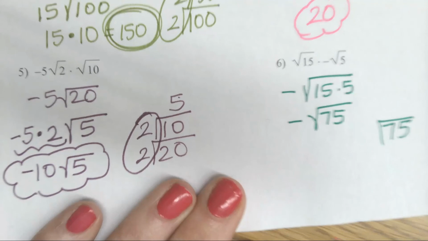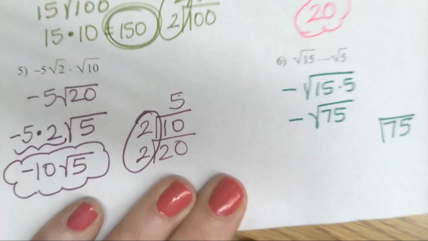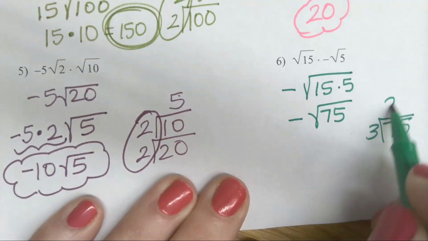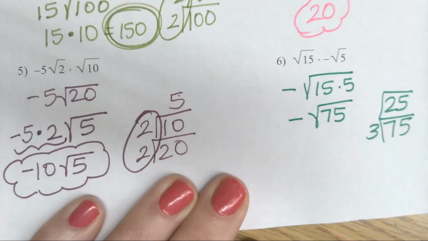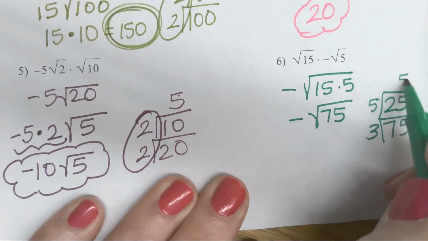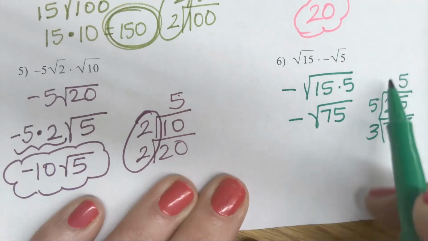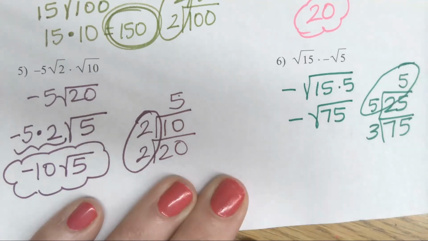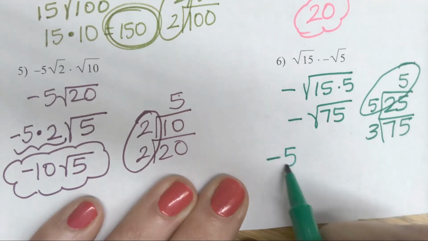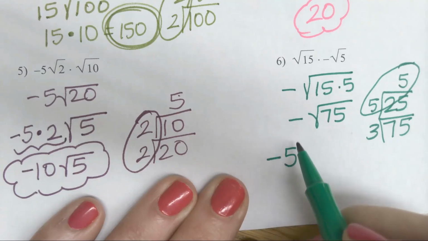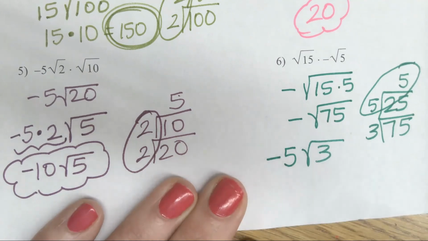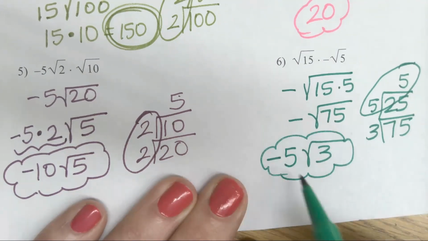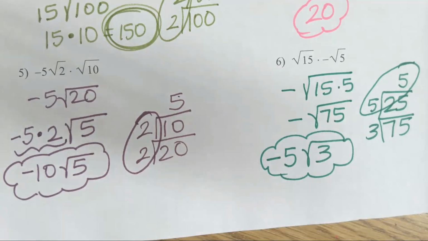Does 2 go into 75? No. Does 3 go into 75? Yeah. Does 3 go into 25? No. Does 5 go into 25? Yeah. Notice how I'm working my way up. Can I put anything more into 5? No. So for every pair, 1 goes out. I bring the negative down, put the 5 after that. Whatever's left without a pair goes in.